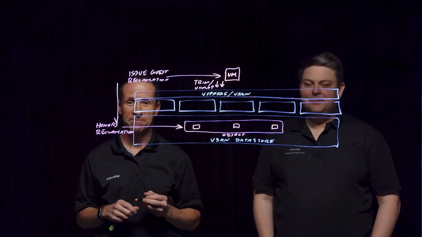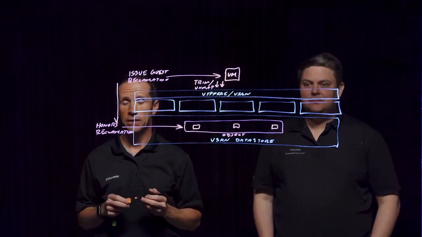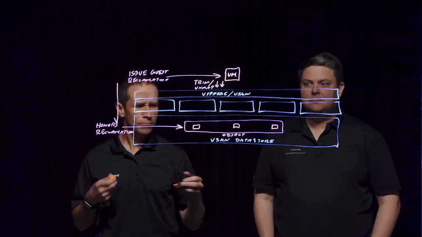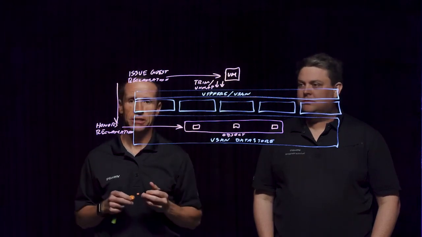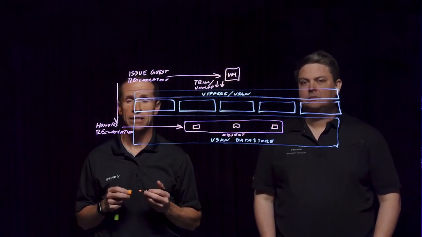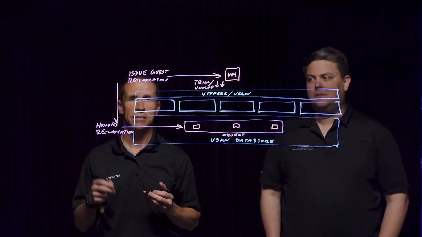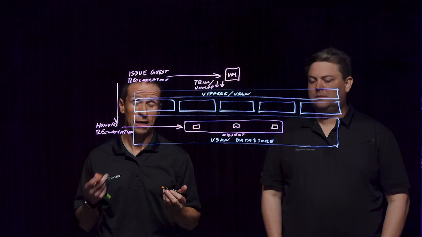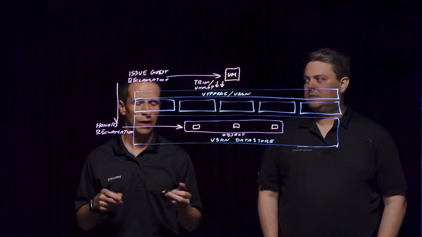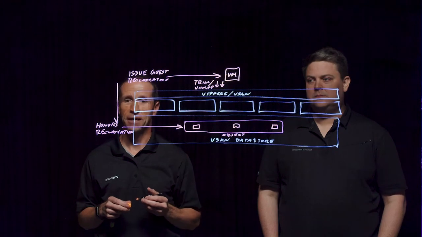If you'd like to learn more about trim and unmap and all things about space efficiency, there is a great paper out on core.vmware.com focusing on these space efficiency capabilities, and it goes into detail on what trim and unmap is and a variety of the other space efficiency options that we have. Thank you very much.